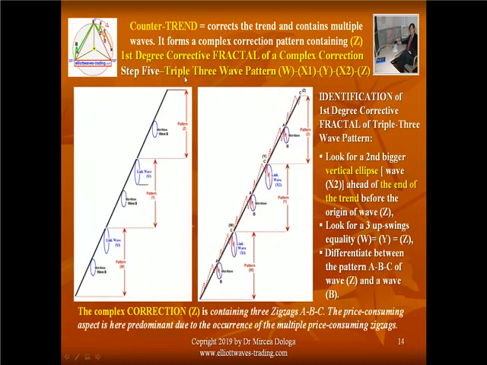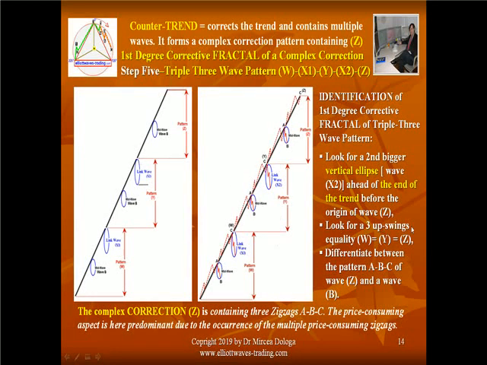Step number 5, the last, 3+3 wave pattern, W, X1, Y, X2, and Z. Identification of the first degree corrective fractal of the 3+3 wave pattern. Look for the following steps. Look for a second bigger vertical ellipse, which is right here, X2, ahead of the end of the trend, before the origin of wave Z. So this is the wave Z which will come, and this is before the origin. In other words, it's right when wave Z starts.